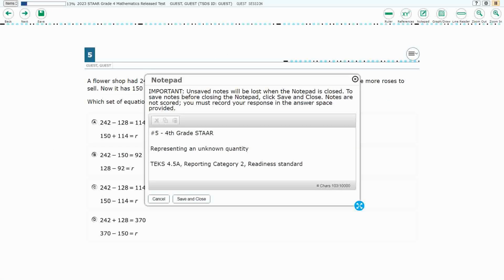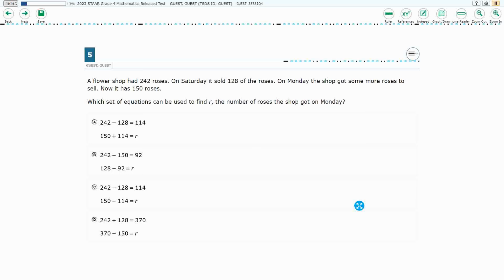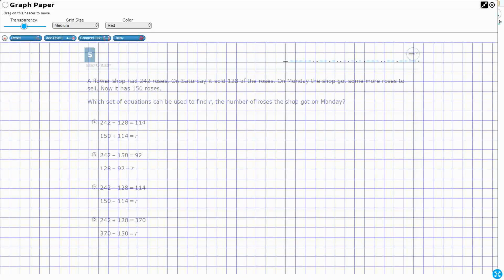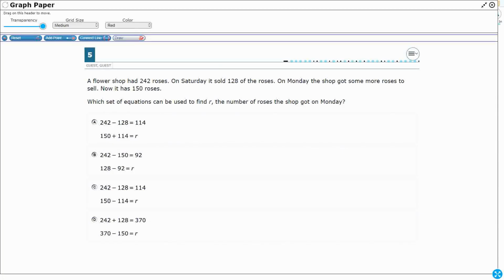For number 5, we are representing an unknown quantity. This is a readiness standard, TEKS 4.5a, in reporting category 2. So we have a flower shop. It's got 242 roses, right? And then it sold 128. So let's draw some representations here, right? Let's do some strip diagrams.